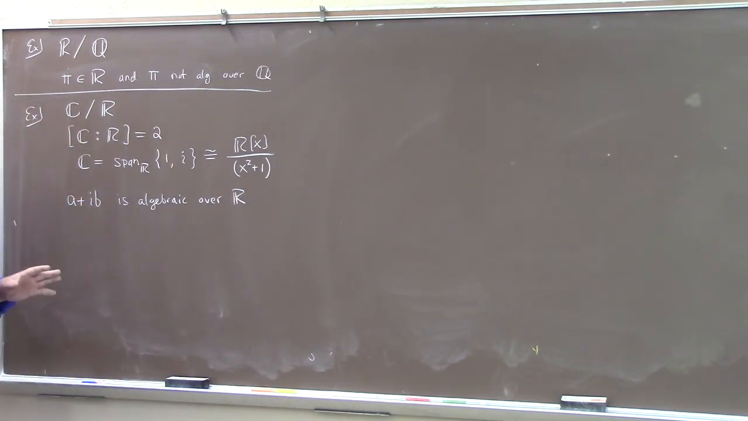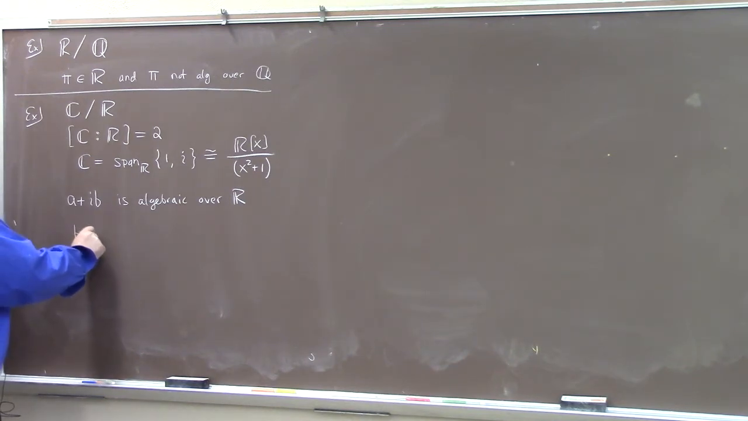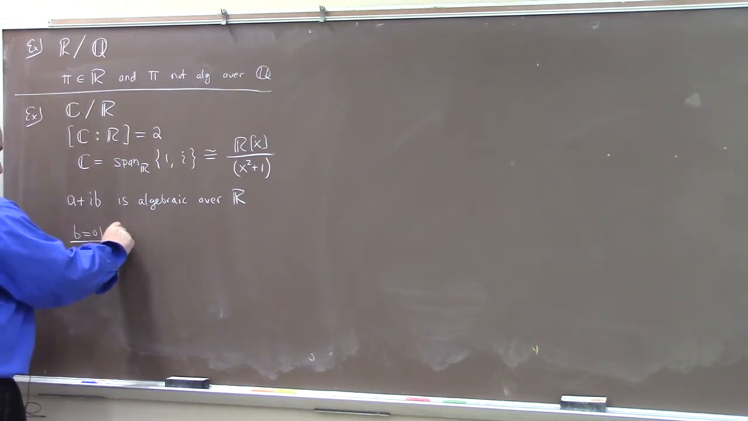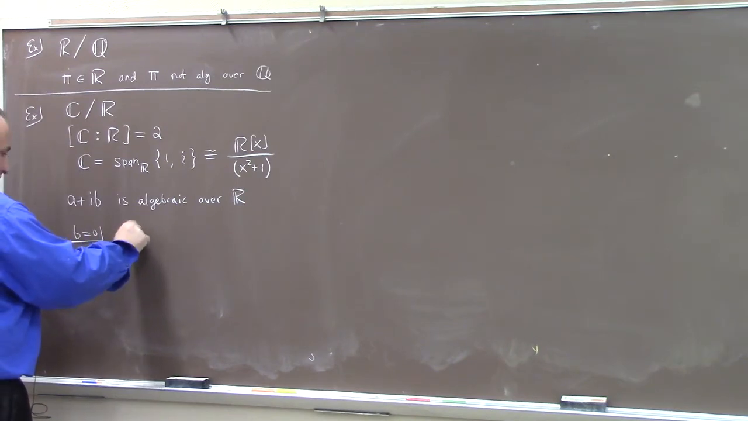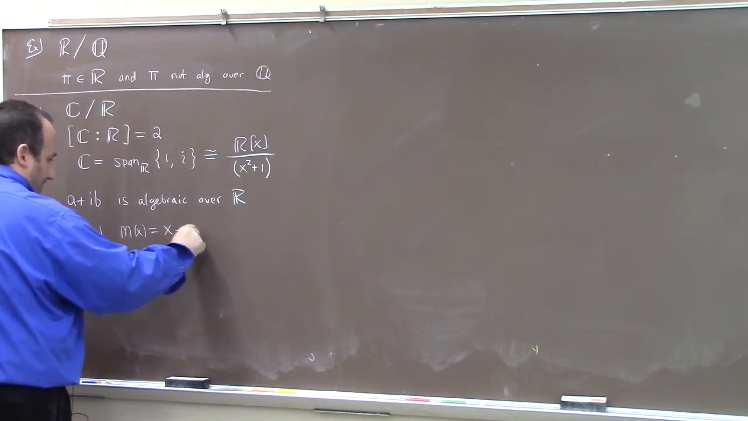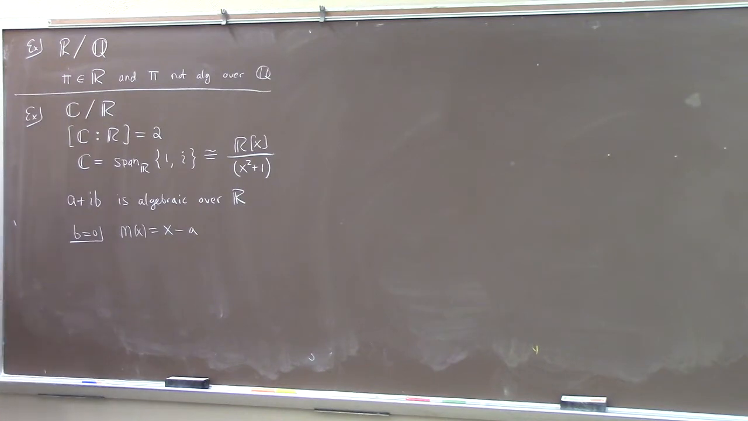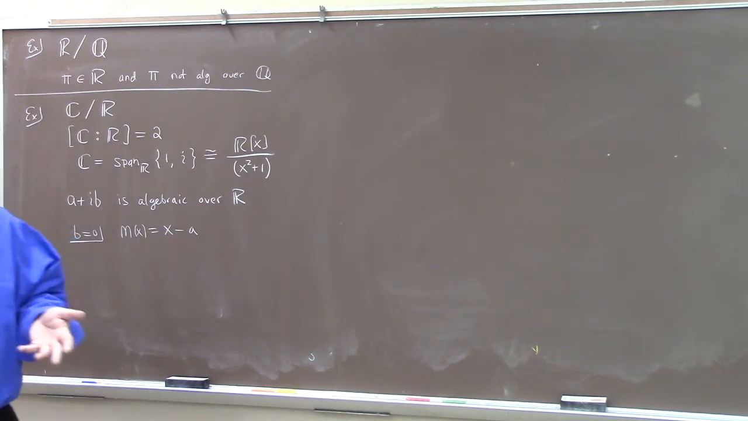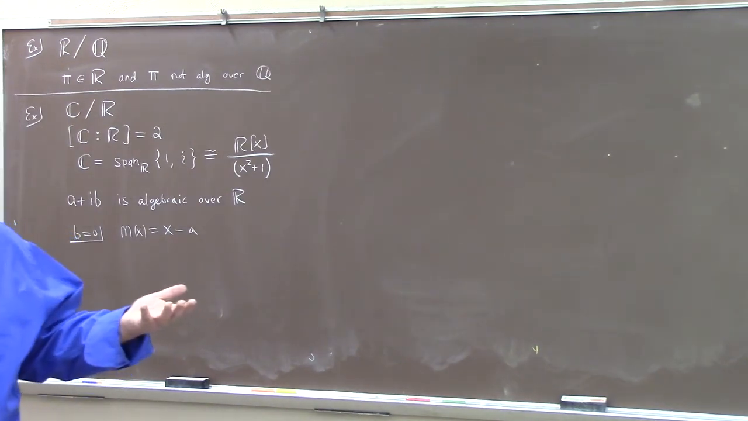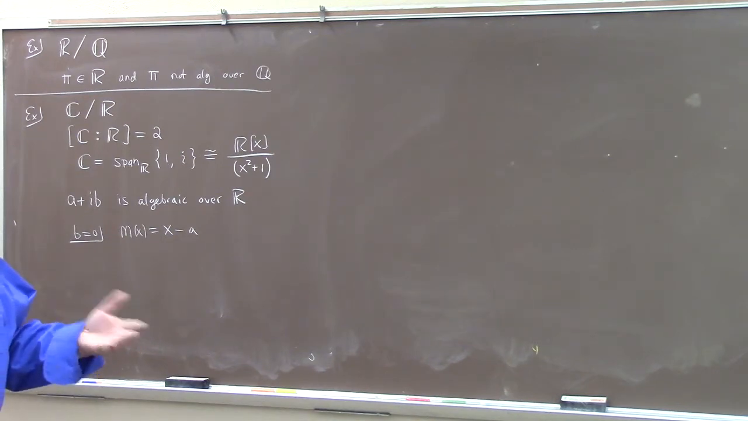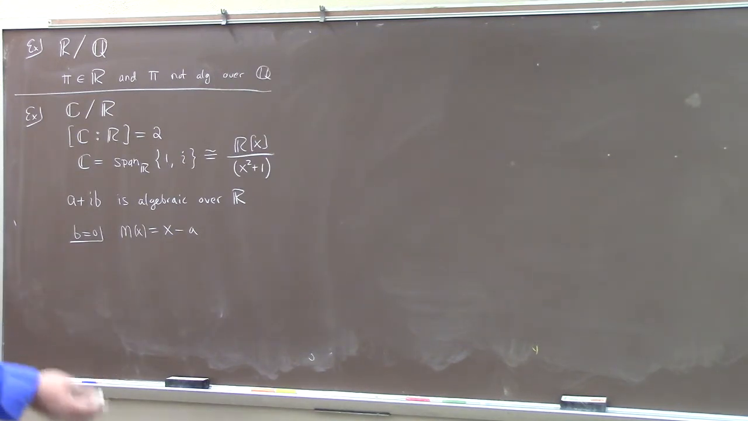There are two cases. If b is equal to 0, then you can take the minimal polynomial of x just equal to x minus a. In other words, if the imaginary part's 0, that's just straight up degree 1. It's actually a real number, honestly.